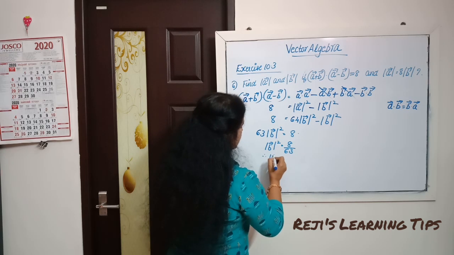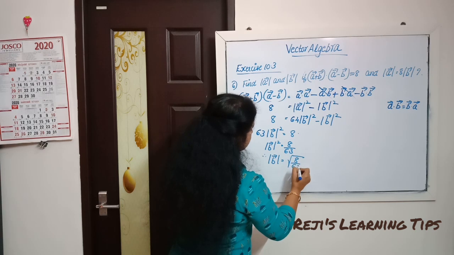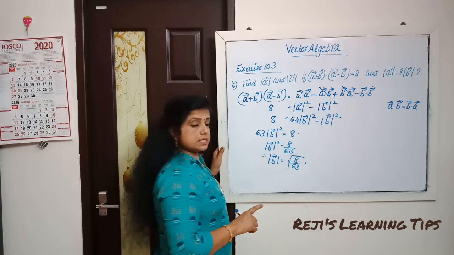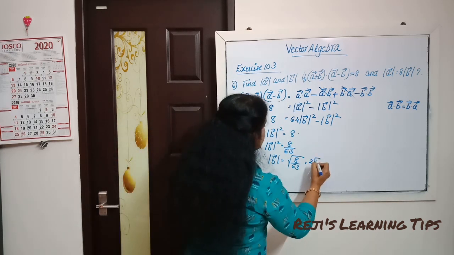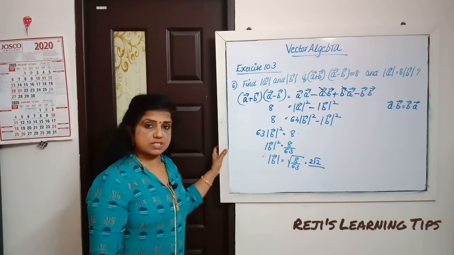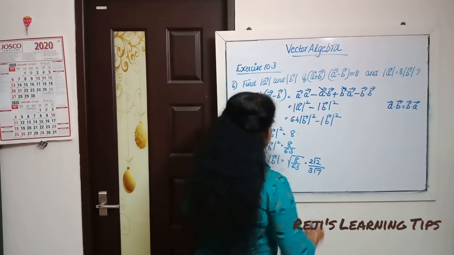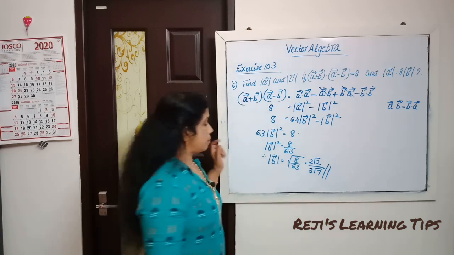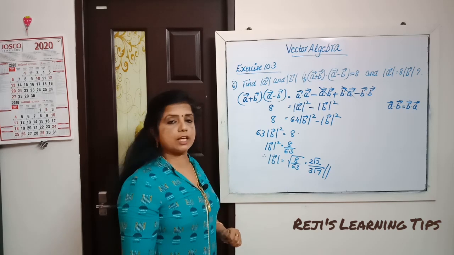Therefore modulus of B is equal to root of 8 by 63. Root 8 means root of 4 into 2, that's 2 root 2. Divided by root of 63, which is root of 9 into 7, that is 3 root 7. Then we get magnitude of vector B equal to 2 root 2 divided by 3 root 7.